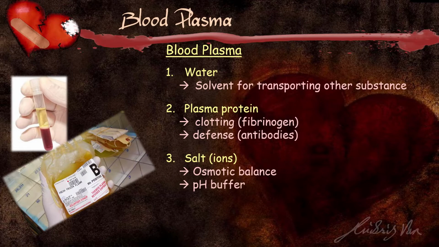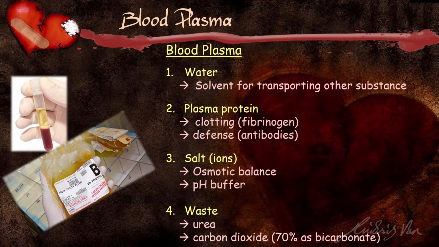Our blood needs to be maintained at a certain pH level. So this salt in our blood will help to keep our blood pH stable. There is also waste that is carried by our blood plasma, such as our urea and, as I have mentioned, carbon dioxide.